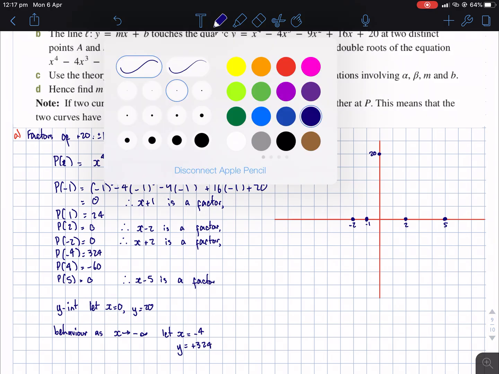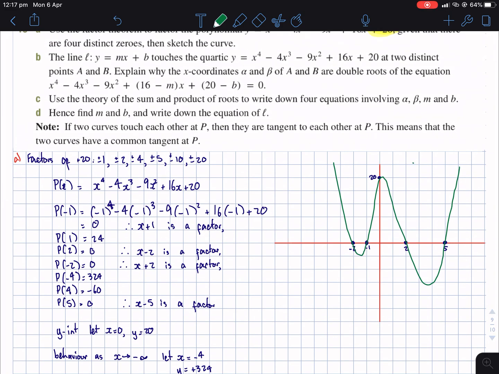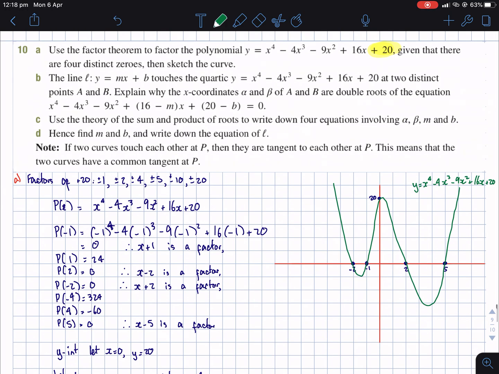24. Okay, I'm going to do this in a different color. So you get some weird looking ones of these, and no, I don't know if that's, yeah, that's essentially what we can do. So we know that, so this was our y equals x to the 4, take 4x cubed, take 9x squared plus 16x plus 20. And sketch this curve. We've finally done it. All right.